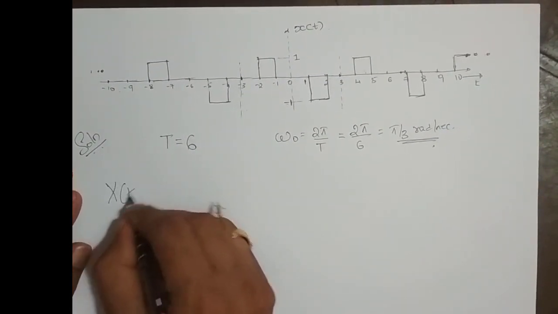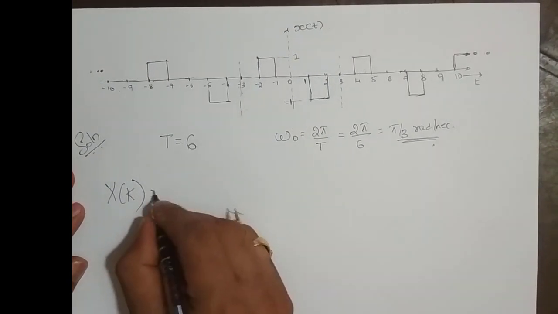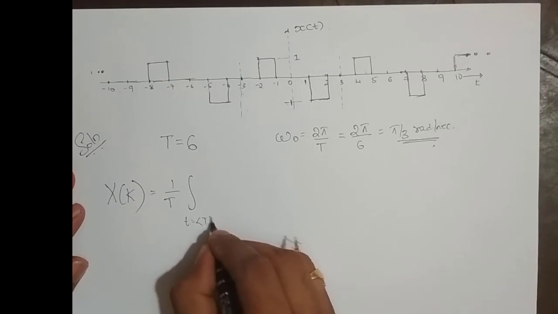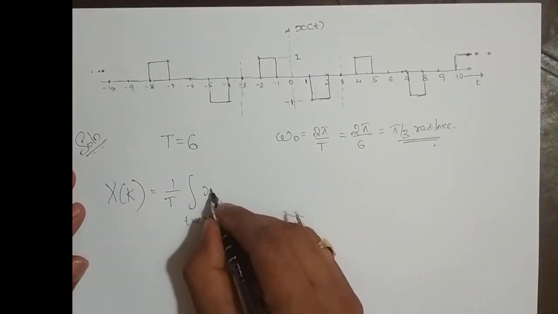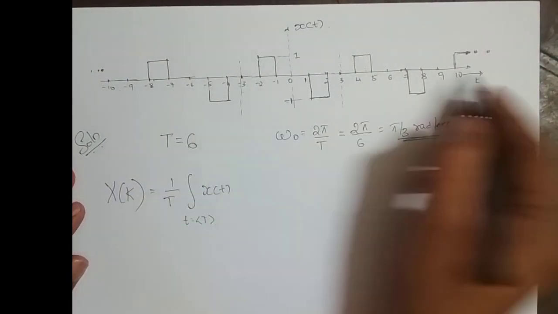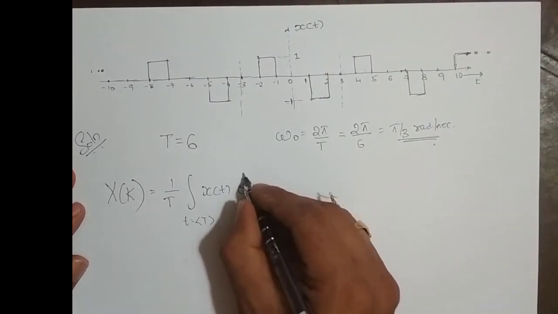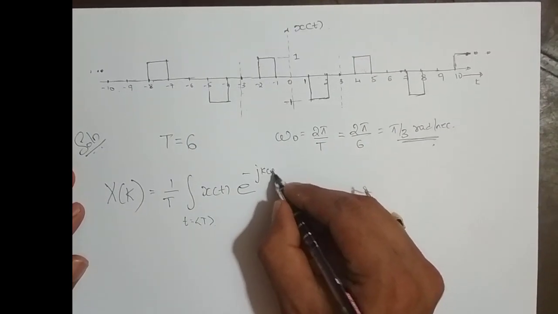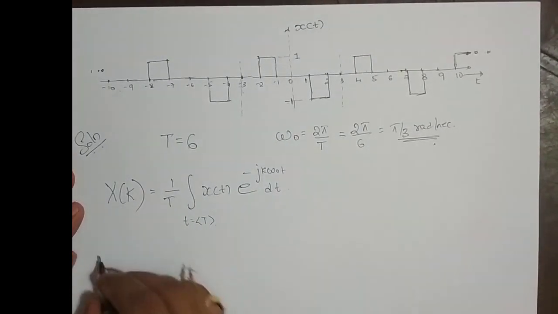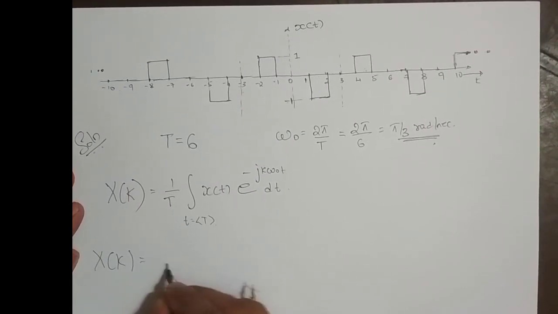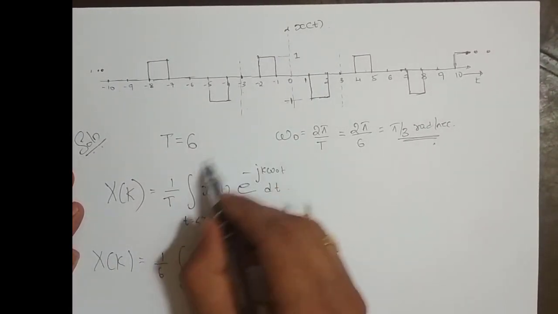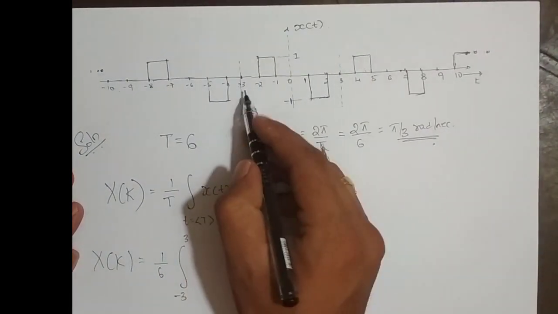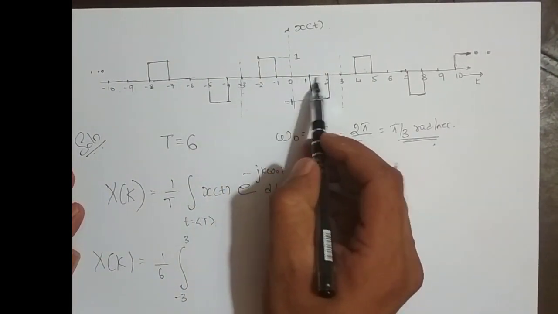So X of k, this is what I want. Fourier series coefficient is equal to, what is the formula? 1 by T integrating over one period. So here period is 6. X of t, the given signal, e power minus j k omega naught t dt, right? So X of k is equal to 1 by 6 integrating from minus 3 to 3. So totally it covers 6 period, right? 1 2 3 4 5 6. Okay.